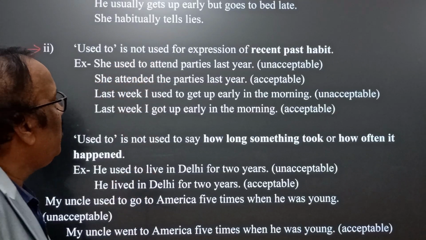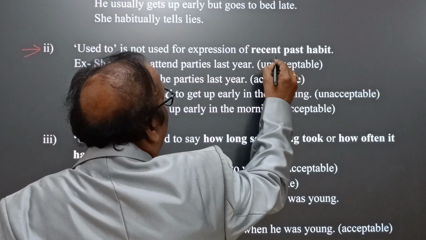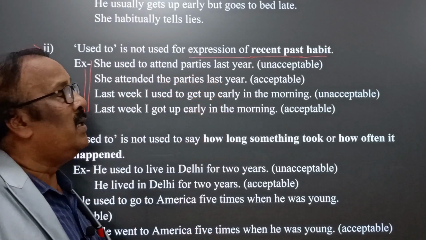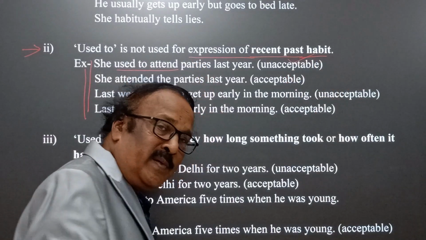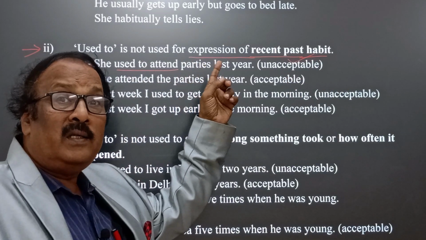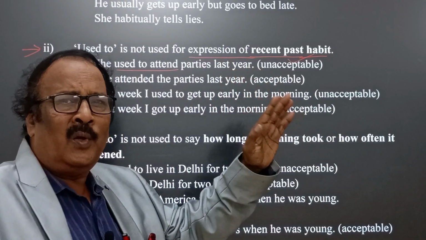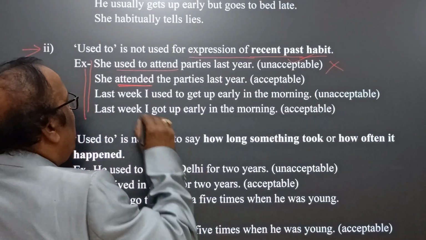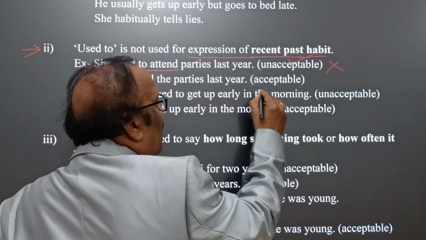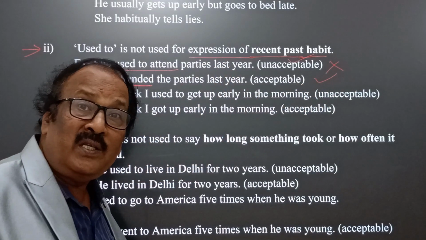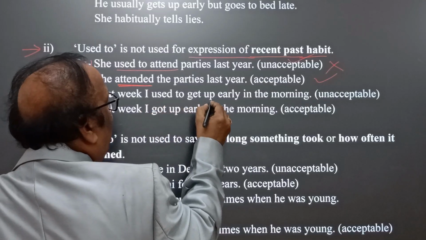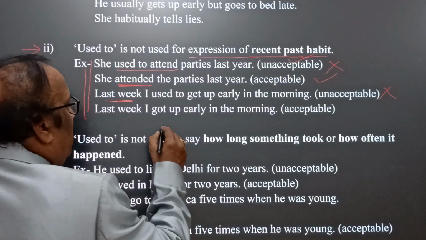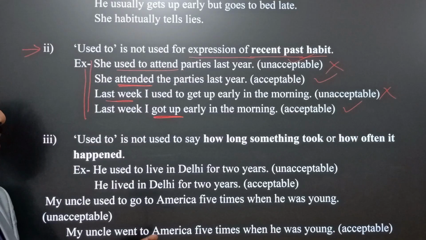Now come to the second. Used to is not used for expression of recent past habit. Example: she used to attend parties last year. This is unacceptable because it indicates a recent past habitual action. In such a case, we use just the simple past verb: she attended the parties last year. Acceptable, it means right. Last week, I used to get up early in the morning. This is wrong. Last week, I got up, simple past, early in the morning.